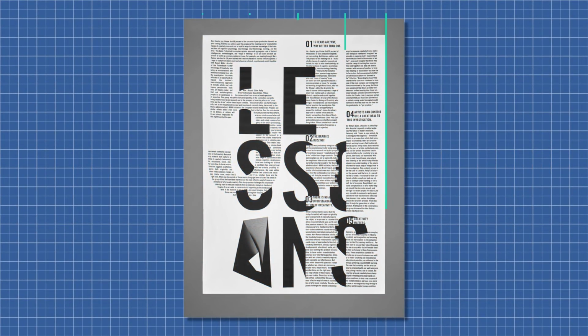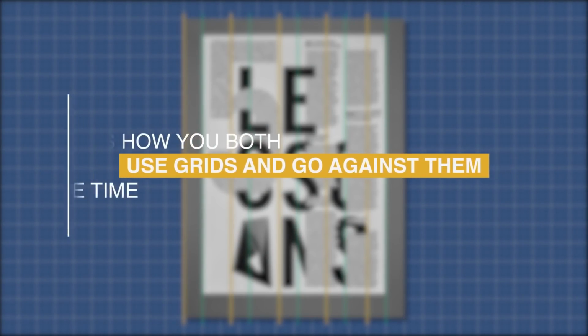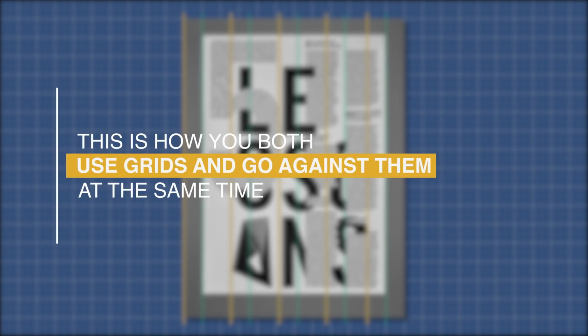This example here has 4 columns on the grid, and then elements that totally disrespect it are added in, which creates some contrast and intrigue. This is how you both use grids and go against them in the same design at the same time.